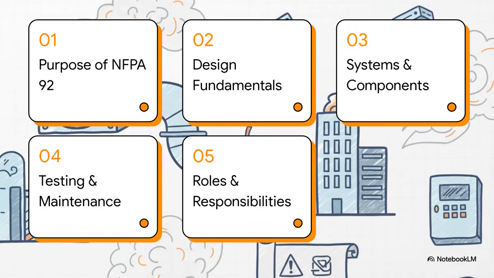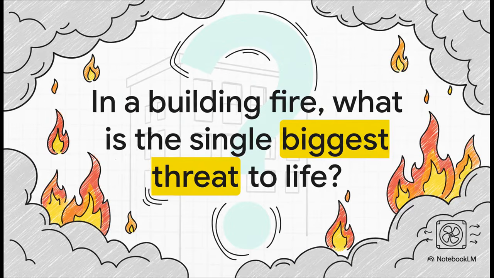So here's our roadmap. We'll start with the why, the whole reason the standard exists. Then we'll dive into the core design fundamentals, look at the actual systems and components, cover the all-important testing and maintenance, and finally, we'll clear up who's responsible for what. But before we get into the weeds of the standard, I want you to think about a really basic question. In a building fire, what do you think is the single biggest threat to human life?